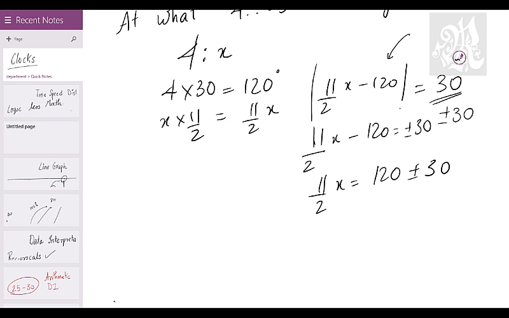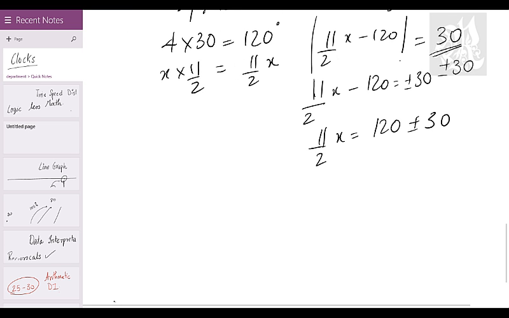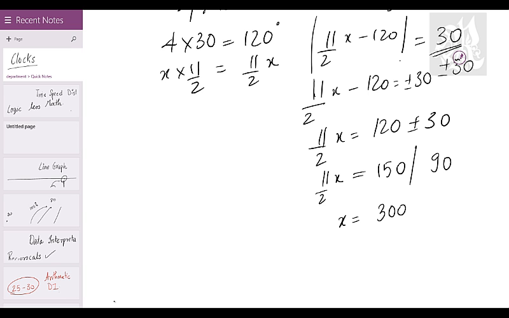What is 120 plus 30? 150. What is 120 minus 30? 90. So I'll write both numbers down. It can be 150 and it can be 90 at the same time. So 11 by 2x equals these, and x is 300 upon 11 or 180 upon 11. I just multiplied to divide by 11.